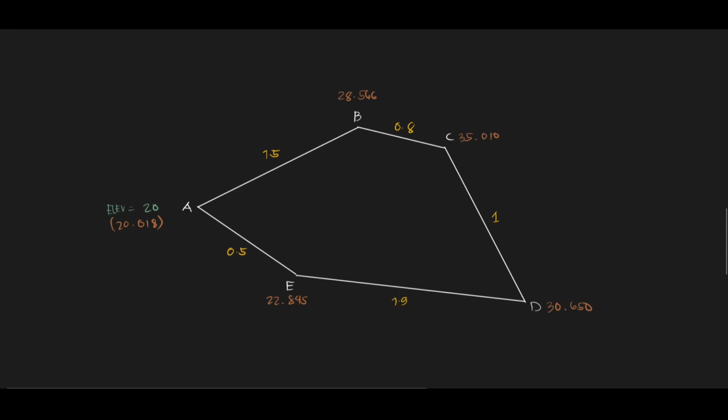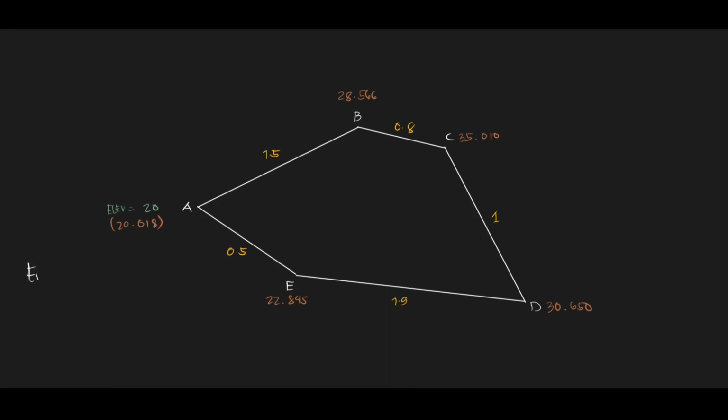We have here the elevation of A. Elevation of A is 20. This is the known elevation. And then we have the leveling distances, 1.5, 0.8, 1, 1.9, and 0.5. We also have the computed elevations of B, C, D, and E, and also A. As you can see, the computed elevation of A after going through the leveling route is 20.018. So definitely it has a misclosure, right? Our original is 20, but the computed is 20.018.